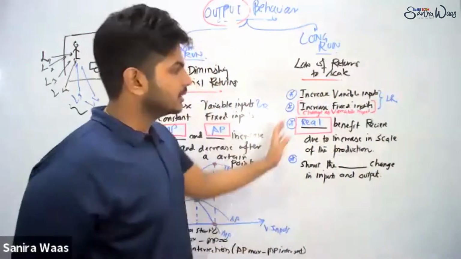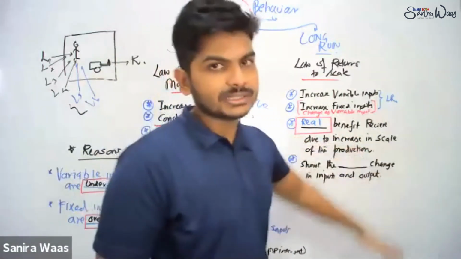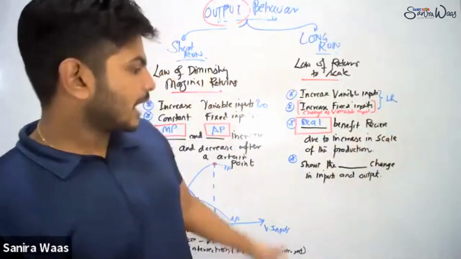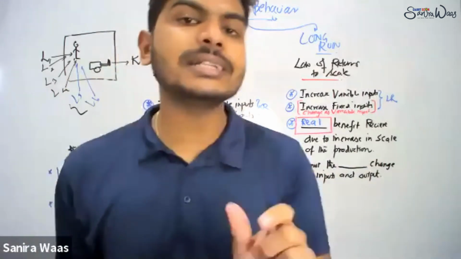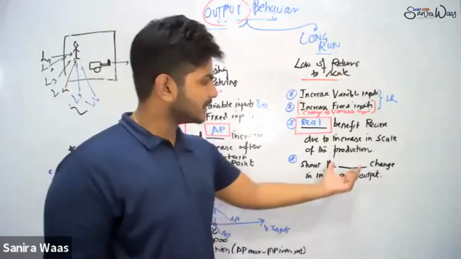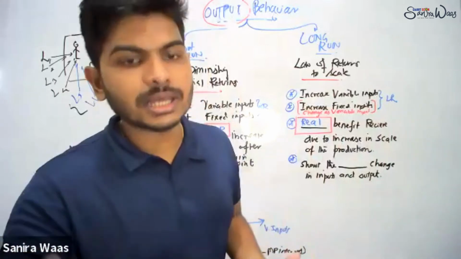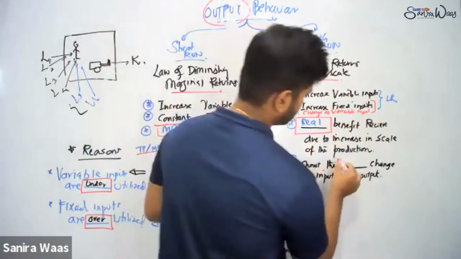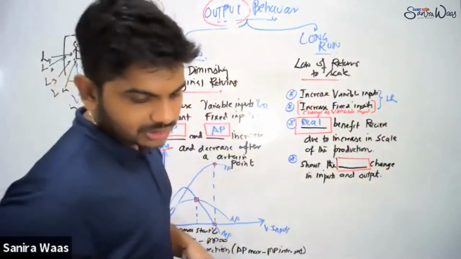Right. Coming back to the point. Real benefit received due to the increase in the scale of the production. That's the operation. You get real benefits, output. Now tell me, it shows the change. Is it a proportional change or an absolute change? What is the change? Proportional input, proportional output. What do we say in here? Yes, this is the proportional change.